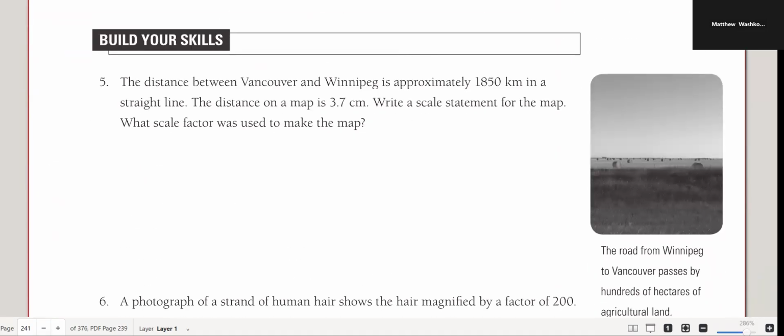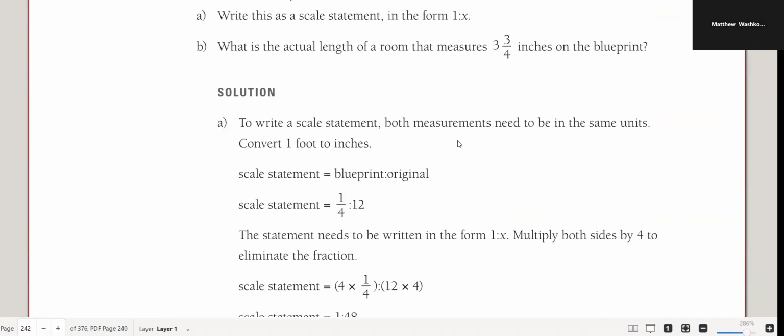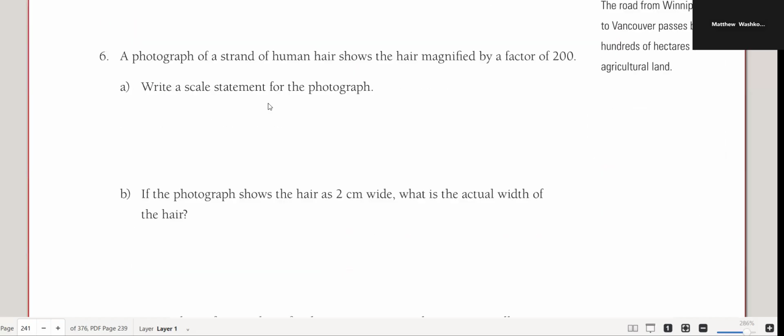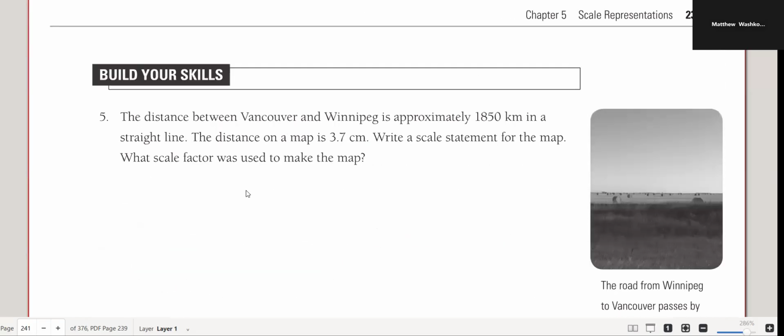Build our skills. I'll do question 5 with you, then I want you guys to try question 6 and 7. The distance from Winnipeg to Vancouver is approximately 1,880 kilometers in a straight line. And the distance on a map is 3.7 centimeters.